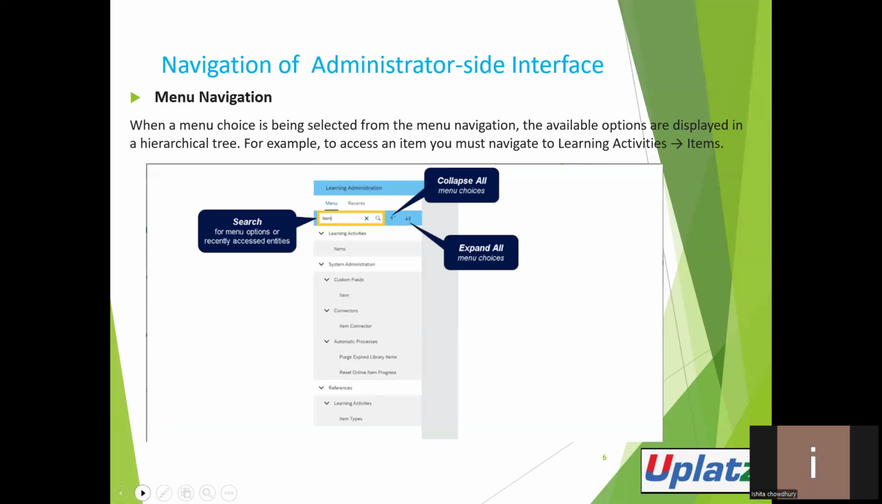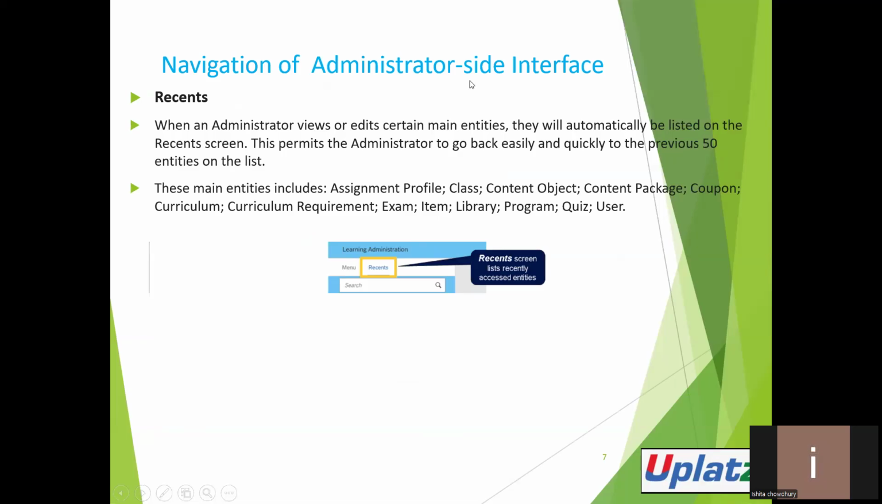Next, let's move to the next one, which is recents. When an administrator views or edits certain main entities, they will automatically be listed on the recent screen. This permits the administrator to go back easily and quickly to the previous 50 entities on the list. The main entities include assignment profile, class, content object, content package, coupons, curriculum, curriculum requirement, exam, item, library, program, quizzes, and user profile. All right.